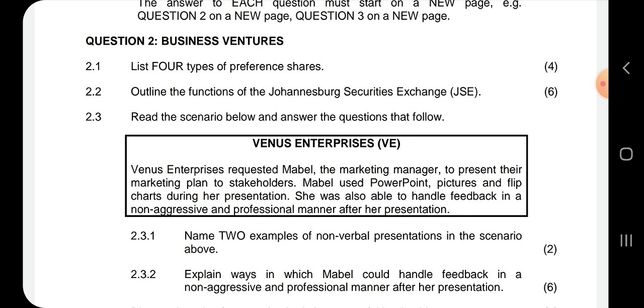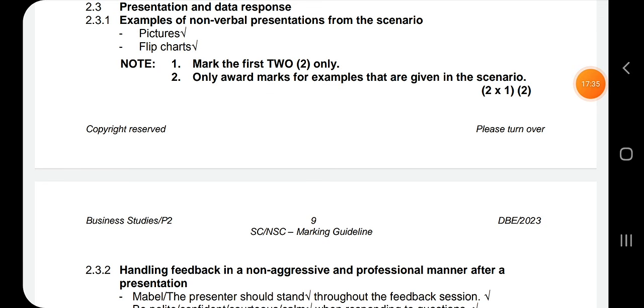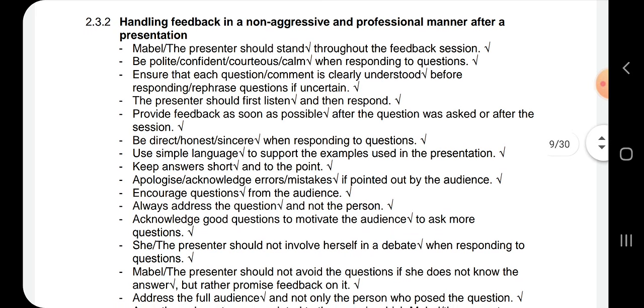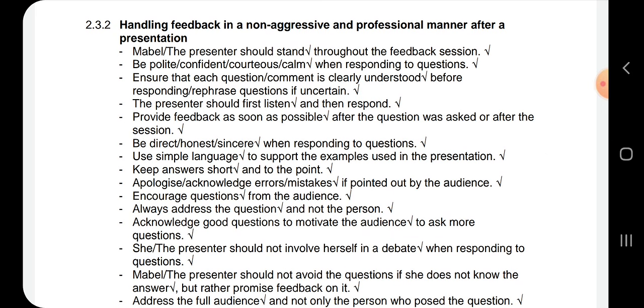Non-verbal is where we are not talking, okay? No audio visuals. Verbal, loud, talking, right? And then 2.3.2 says, explain ways in which Mabel could handle feedback in a non-aggressive and professional manner after her presentation. So 2.3.1 is pictures, flip charts, okay? So you will only be marked for the first 2 if you have given more than 2. And then handling feedback in a non-aggressive and professional manner after a presentation.